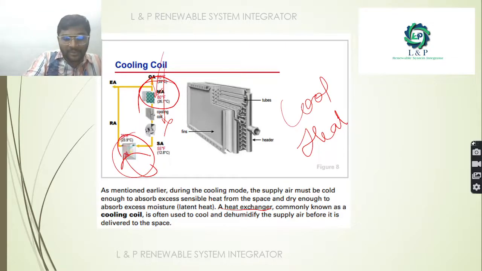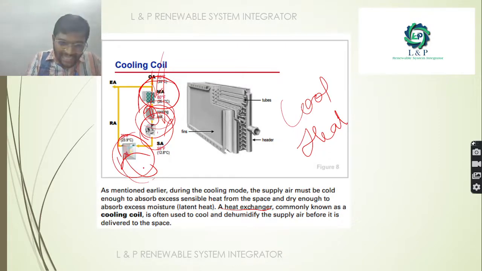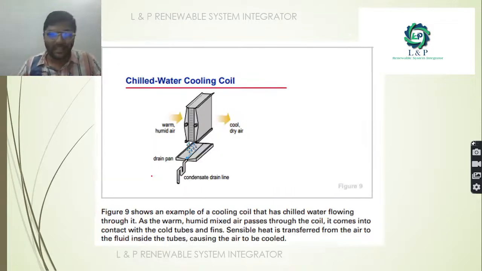So as mentioned earlier, with the help of the supply fan we will be supplying cold air to the concerned room. When this air comes in contact with the cooling coil, a heat exchange process happens, so that the temperature of the air is reduced, and the air that we supply through the supply air will be cold. Using that cold air, we can absorb the excess heat present inside the conditioned space.